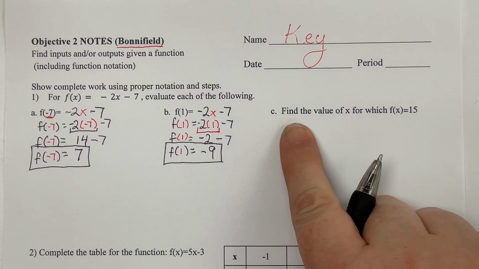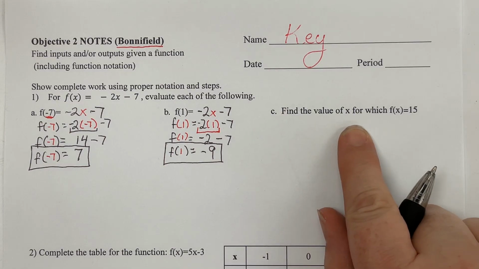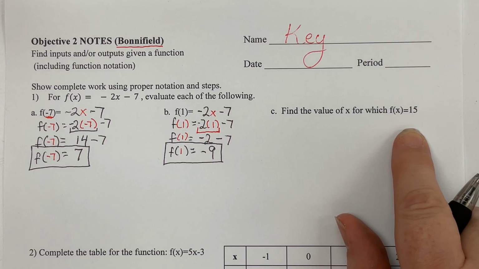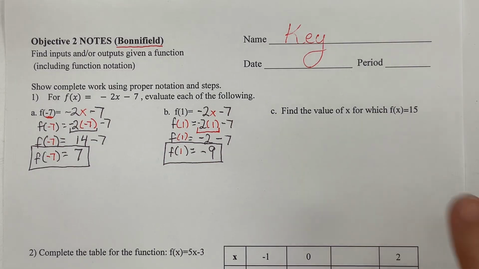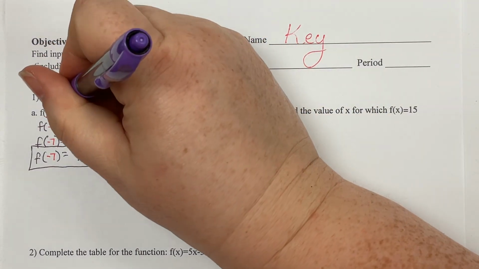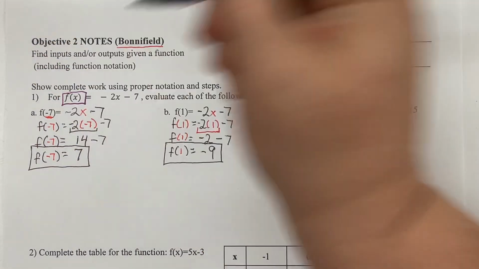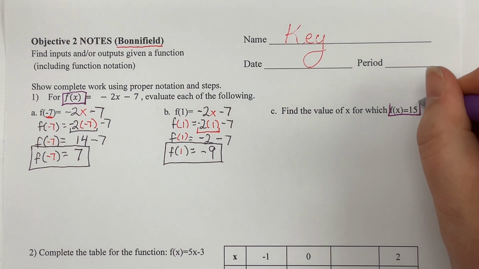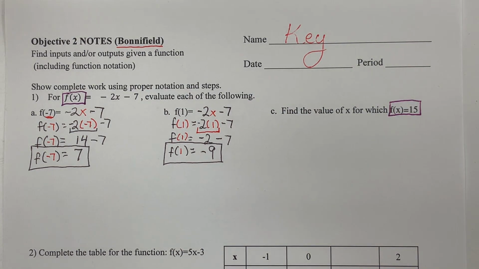Now this one looks different. Find the value of x for which f of x is 15. Now remember, when we look back here at our problem, your f of x is on this side. This is the f of x. And now we're being told that f of x is 15. So this is how we're going to write the problem.